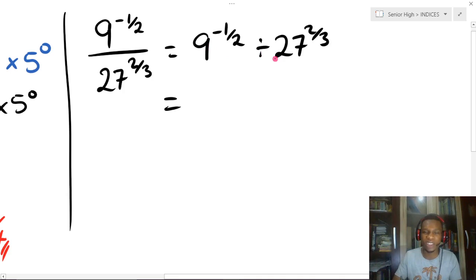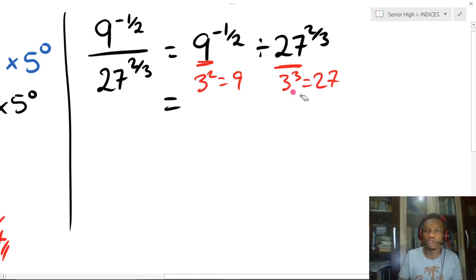If you notice, 9 and 27 have a common base. Now in indices, you always need to have a keen eye to notice when a number or numbers appearing have common bases. What is the common base here? Look at this, 9 and 27. The common base is 3, because 3 raised to the power 2 will give you 9, and 3 raised to the power 3 will give you 27. Are you seeing that?